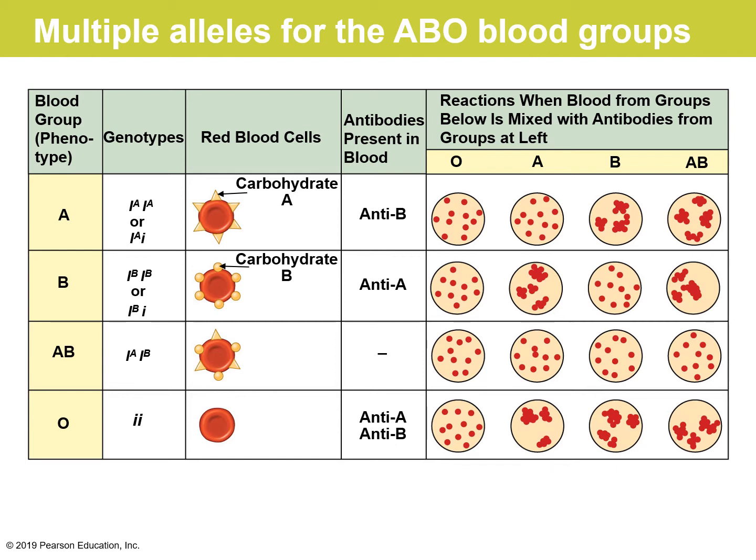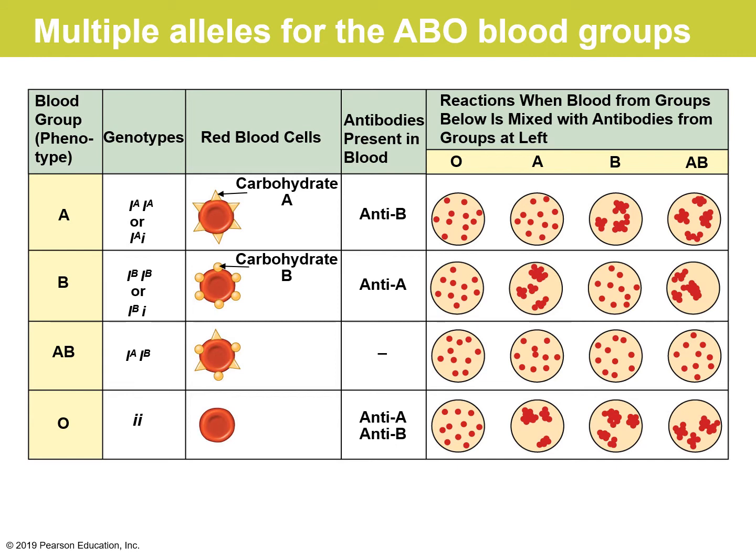When an individual has both A and B alleles, these alleles are co-dominant. That means one is not dominating over the other. So they both express equally in the individual's phenotype, and this is what makes the individual an AB blood group.